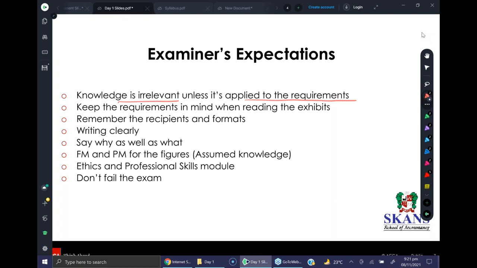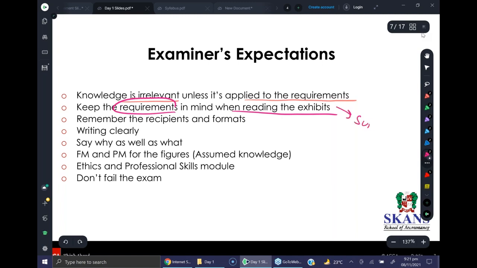All right. The second point, very, very important, is that you have to keep the requirements of the question in mind when reading the exhibits. And for that, we have already discussed that we should be making a quick summary or a mind map, maybe on a rough sheet if you're going for a center-based exam, maybe on a scratch pad.